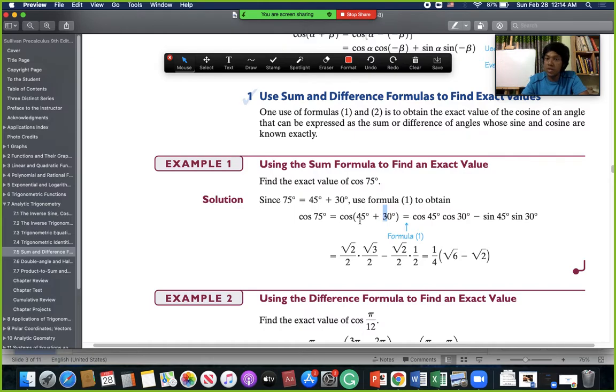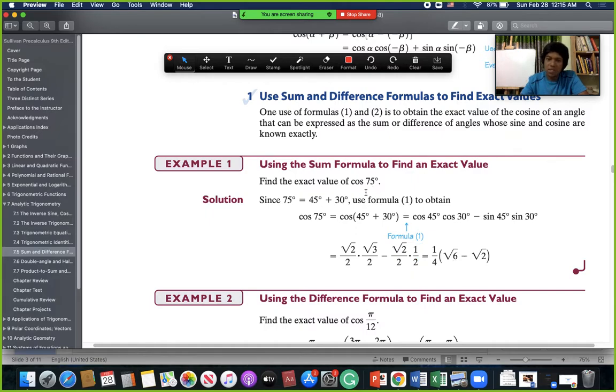Then we can use that formula: cos(a plus b) equals cos a cos b minus sin a sin b, or in terms of alpha and beta, cos(alpha plus beta) equals cos alpha cos beta minus sin alpha sin beta. So then cos 45 degree equals what? We know it. Cos 30 degree equals what? We know it. Sin 45 degree equals what? We know that. Sin 30 degree equals what? We know that. Then these are just some numbers. We can just work on the numbers to get the solution.